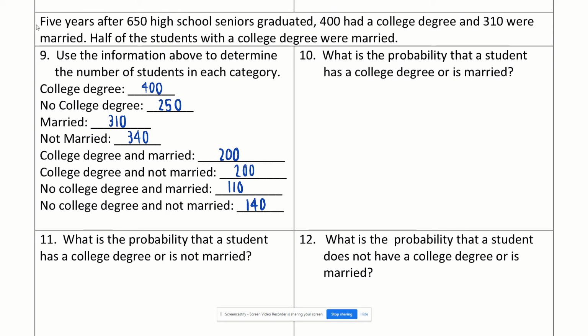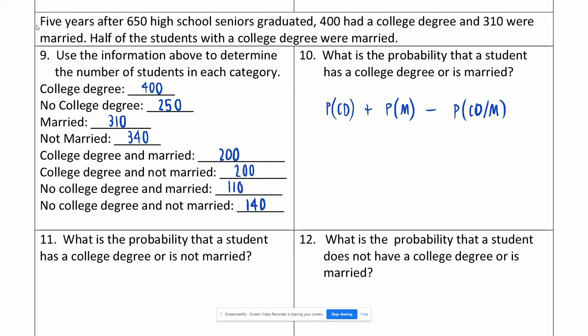So you're picking one person out of all this group. Here's what we're dealing with. We're dealing with the probability that the student has a college degree, plus the probability that they're married. But here's my question. Were there any who had a college degree and were married? Yeah. So we have to subtract those who had a college degree and were married.